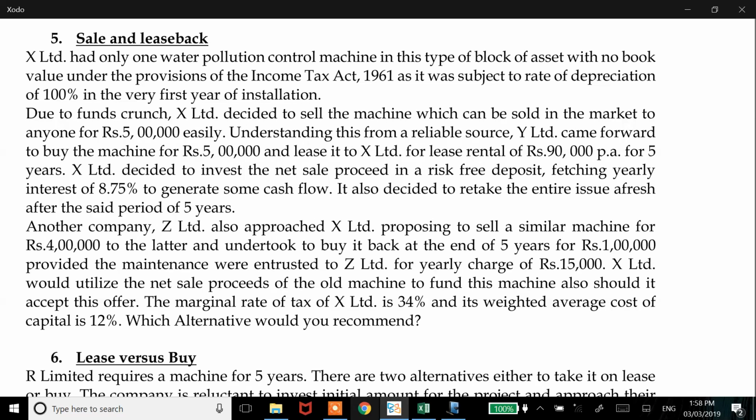Full stop. The asset is already fully depreciated, and hence the company will have a capital gain of 5 lakhs.